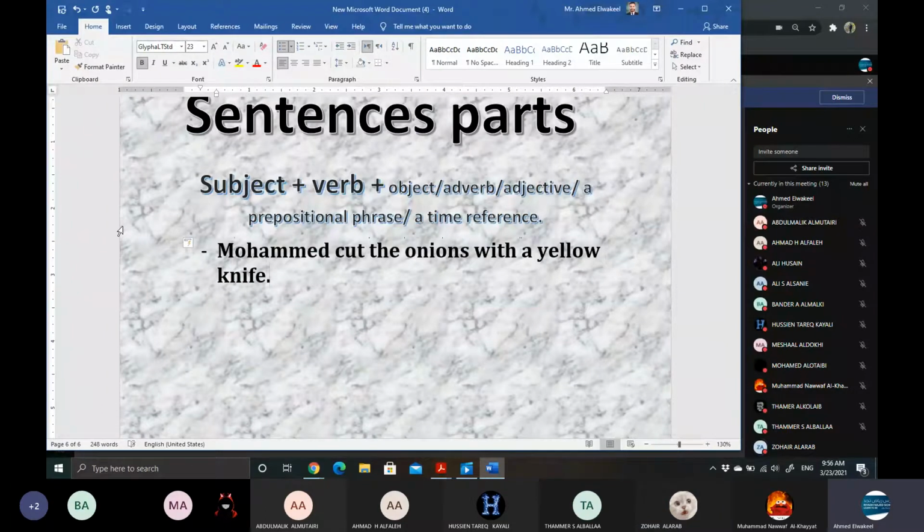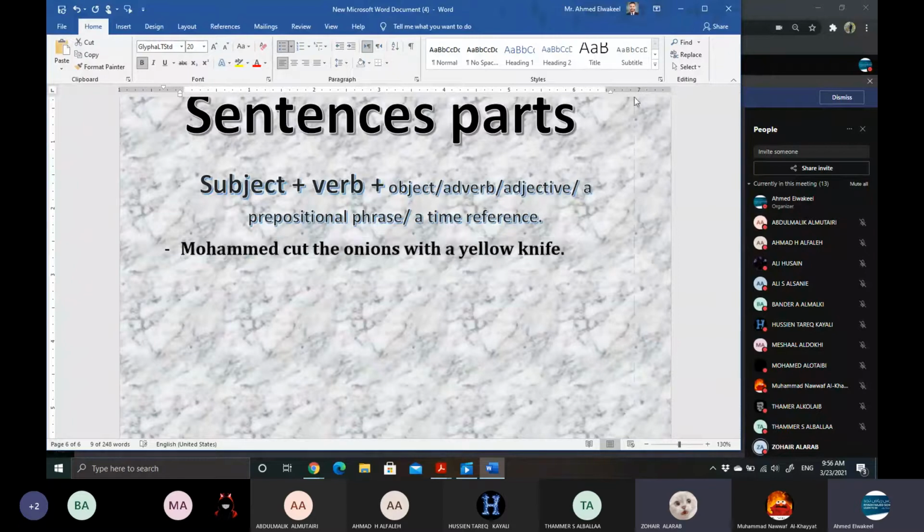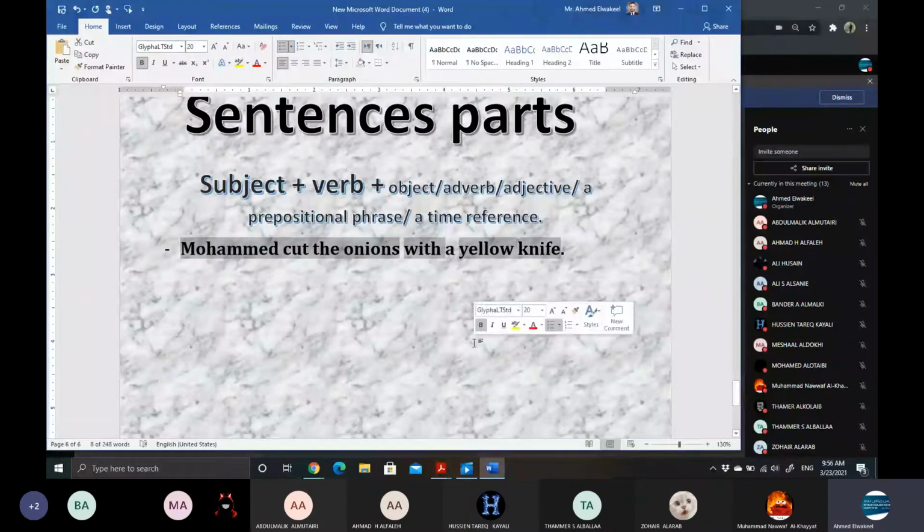So in this sentence, what are the parts of speech we have? The subject, verb, object, and a prepositional phrase. We have the subject Muhammad, the verb cut, the onions is the direct object, with is a preposition, yellow is an adjective, and knife is the object of the preposition, and with a yellow knife is the prepositional phrase. That's great. So to vary the sentence beginning, all we need to do is just to do like this.